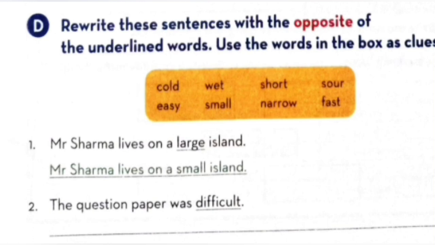So please listen to the first example. Mr. Sharma lives on a large island. In the question, large is underlined. So what you have to find? Opposite of large you have to find out from the box. So large opposite small. So Mr. Sharma lives on a small island. You have to write with the correct answer.